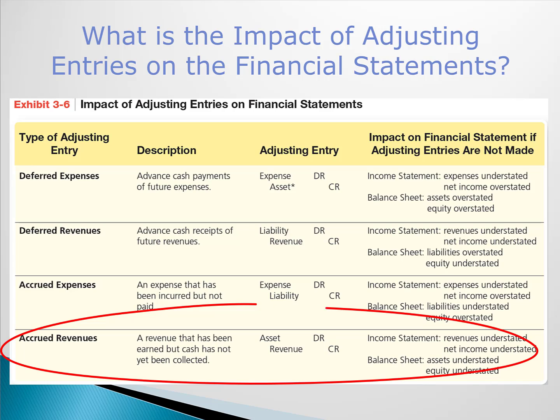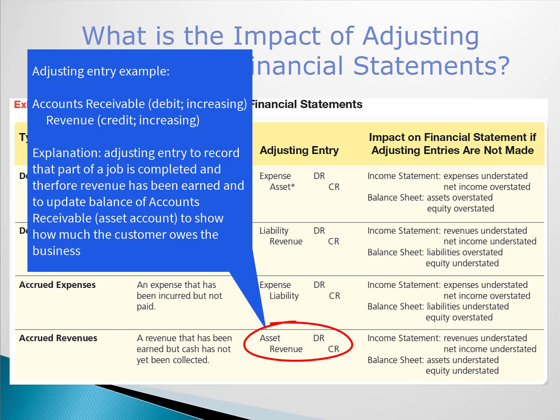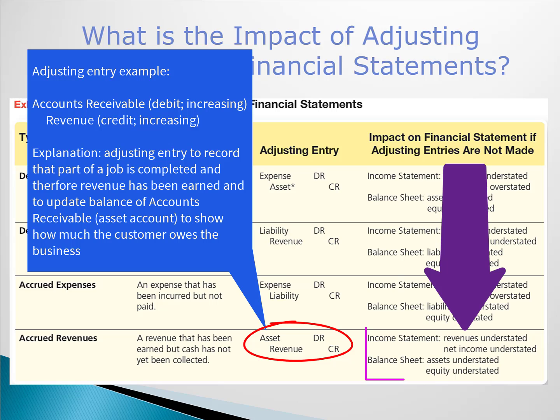And finally, accrued revenues are revenues that have been earned, but cash has not yet been collected. At the end of the accounting period, you need to increase the asset AR to show that your customer owes you that money, and then you would record revenue. If you forget to do this adjusting entry, on your income statement, revenues would be understated, and therefore net income would be understated. And on the balance sheet, your assets would be understated because you would have left off recording the accounts receivable.